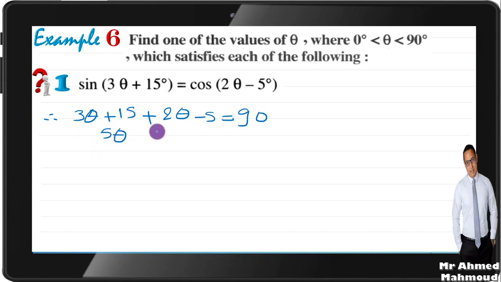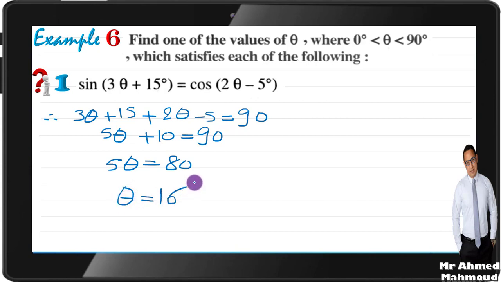15 minus 5 equals 10, equals 90. I'm going to send 10 as minus to the other side, then it will be 90 minus 10 equals 80. So 5 theta equals 80. So theta, I'm going to send 5 as a divide. It will be 80 divided by 5 equals 16. So theta equals 16 degrees.